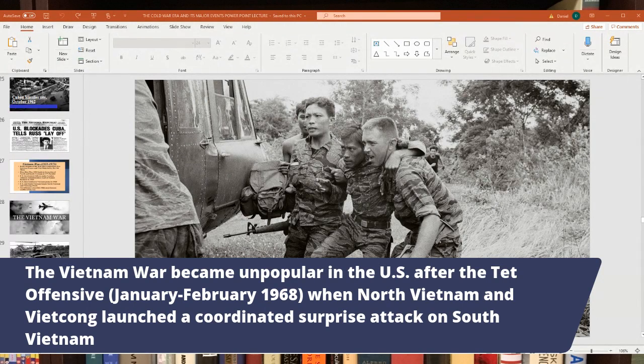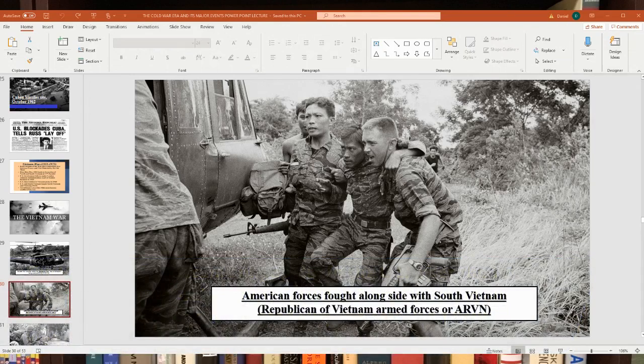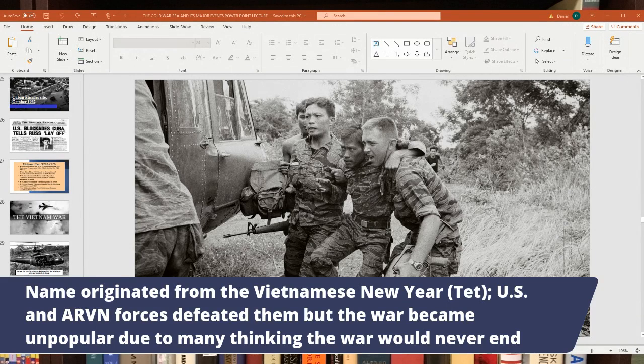And that was when the North Vietnamese with the Viet Cong did these sneak attacks all throughout South Vietnam, which were coordinated around the Tet, which is the Vietnamese New Year. And of course, we didn't know it was coming. And the American side with South Vietnam actually won. We won the Tet Offensive. We defeated it. But what happened was people started to think after Tet that the war was unwinnable. And so it became very, very unpopular.